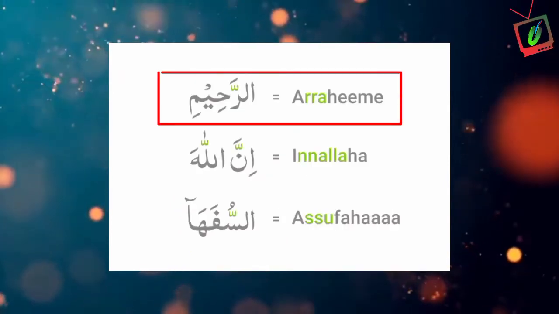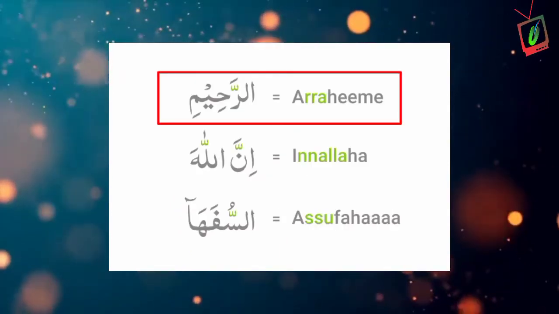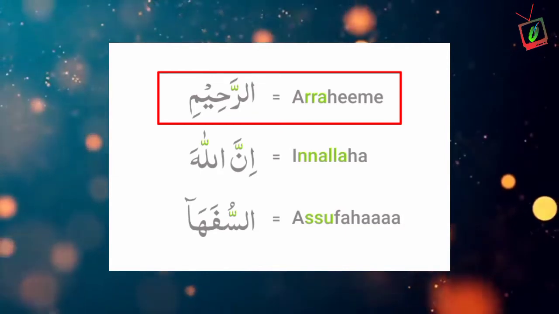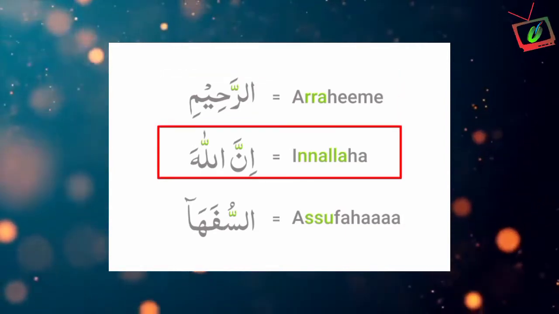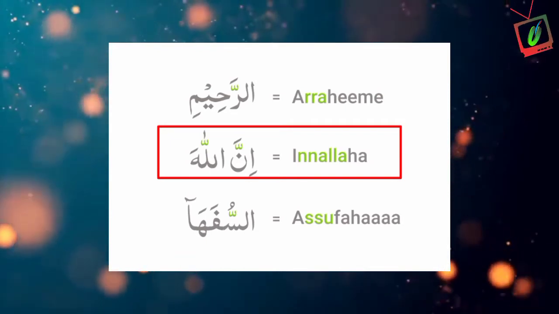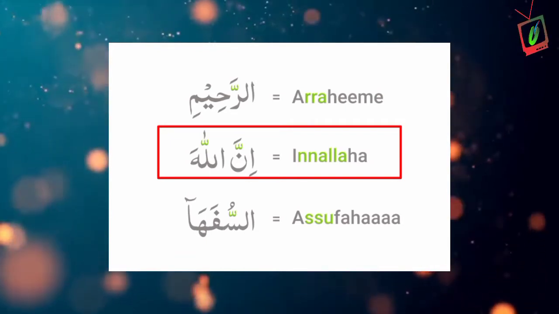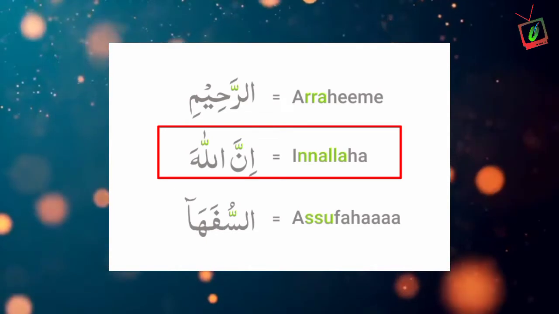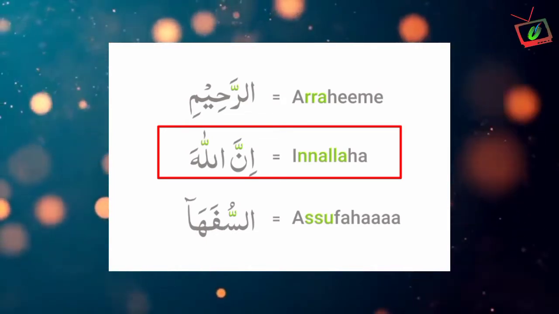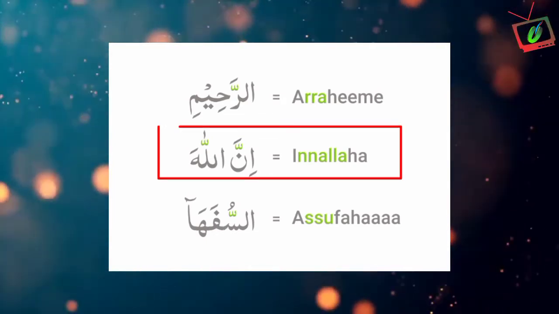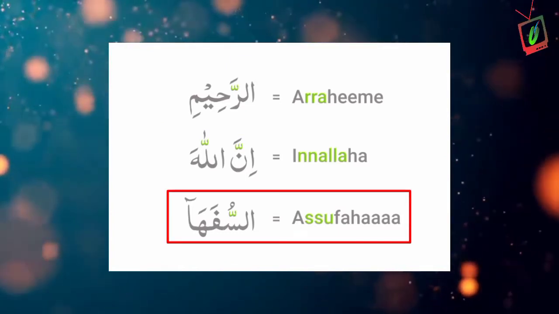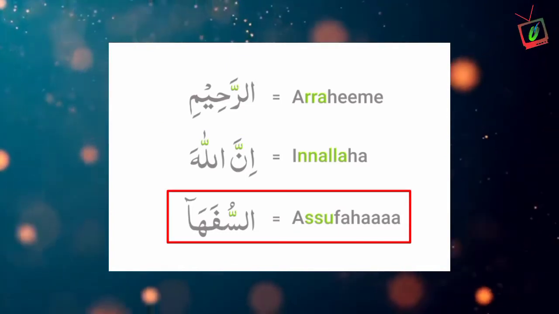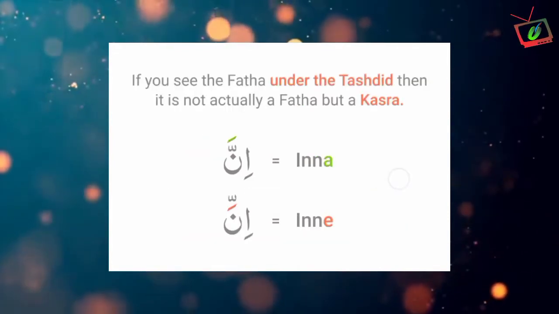Examples: Ar-Rahim. The tashdid here is Ra Shadda Fataha Ra. Inna Allah. The tashdid here are two. We have Nun Shadda Fataha Na and Lam Shadda Fataha. As-Sufa'a. The tashdid here is Sin Shadda Dhamma Su.